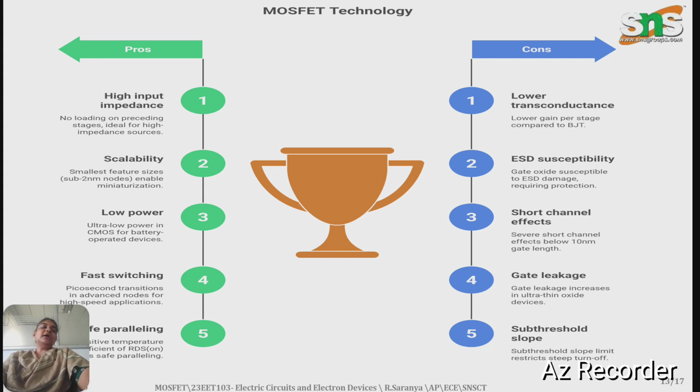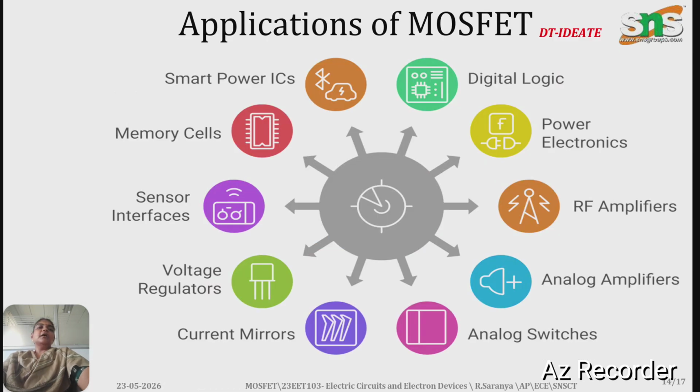In case of disadvantages, low transconductance, ESD susceptibility, short channel effects, gate leakage is still there, and the sub-threshold slope is also there. Coming to the application part, MOSFET is being used in a large number of applications like digital logic, power electronics, RF amplifiers, analog switches, voltage regulators, sensor interfaces, memory cells, smart power ICs, etc.